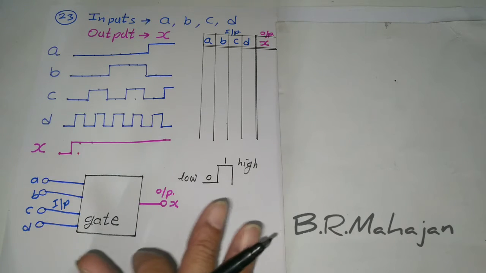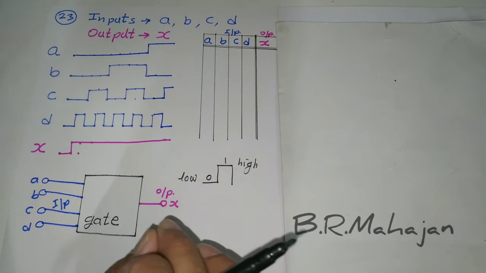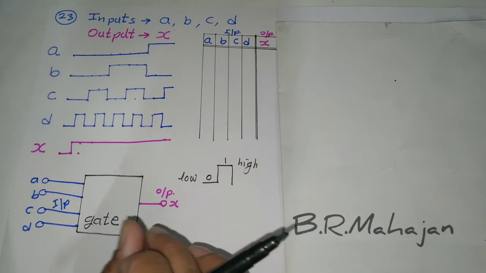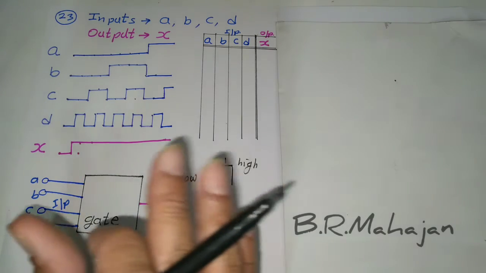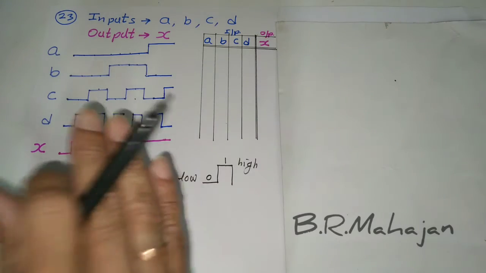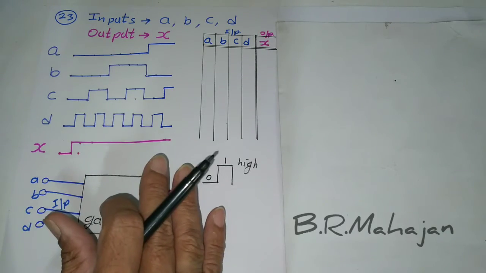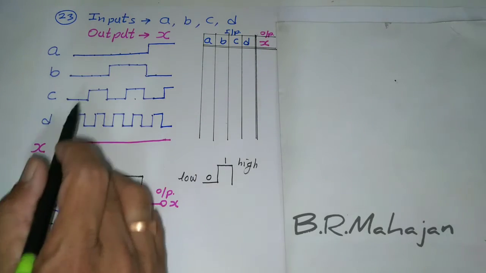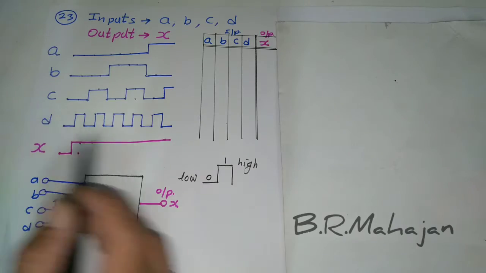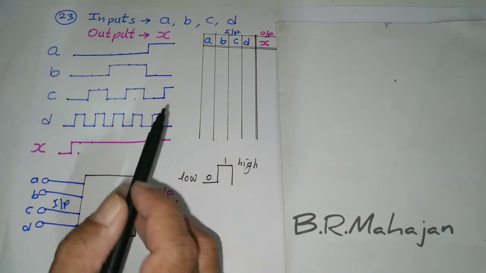We know very well that there are different types of logic gates: AND gate, OR gate, NOT gate, NAND gate. Among all these gates, we have to decide which type of gate this is, which consists of this input and output. Let's begin with the discussion of that question.